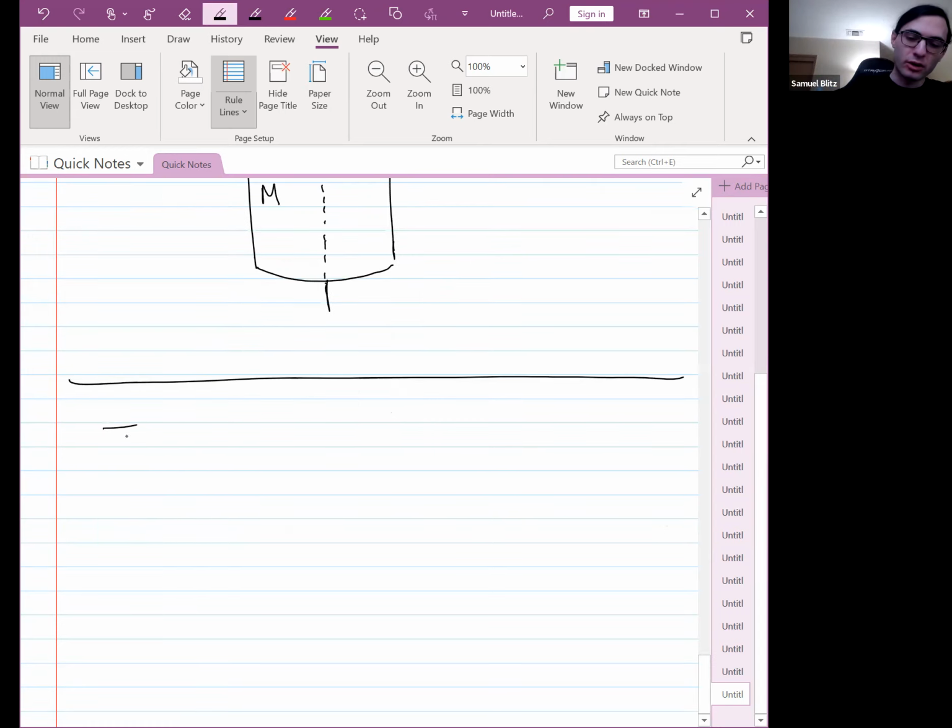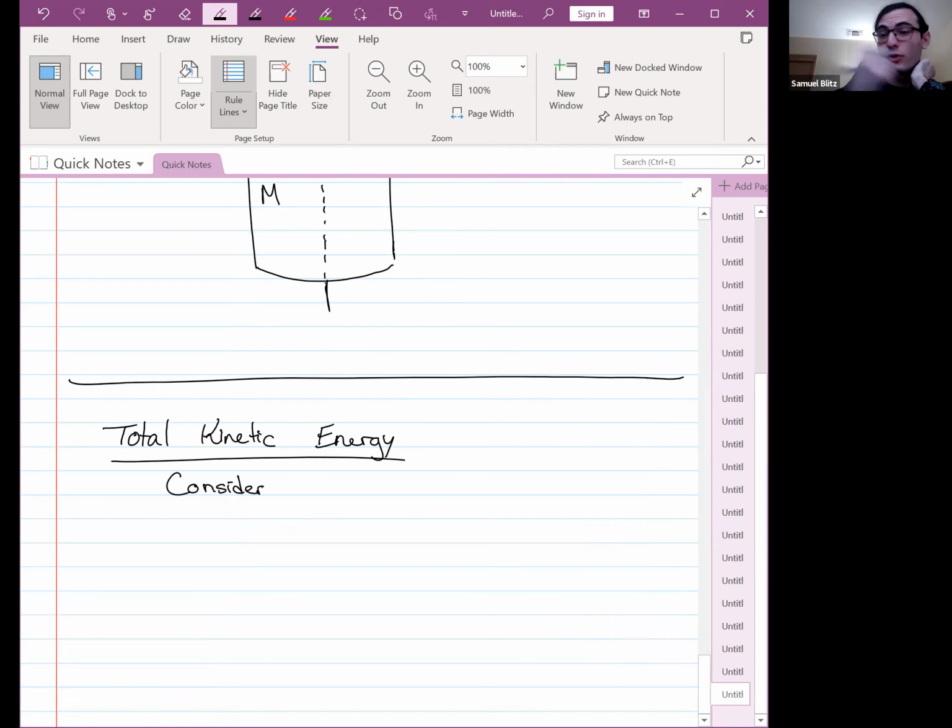So let's talk about the total kinetic energy of a moving and rotating system. We're going to consider an object that's moving both linearly, i.e. its center of mass is moving in a straight line, and it's rotating.